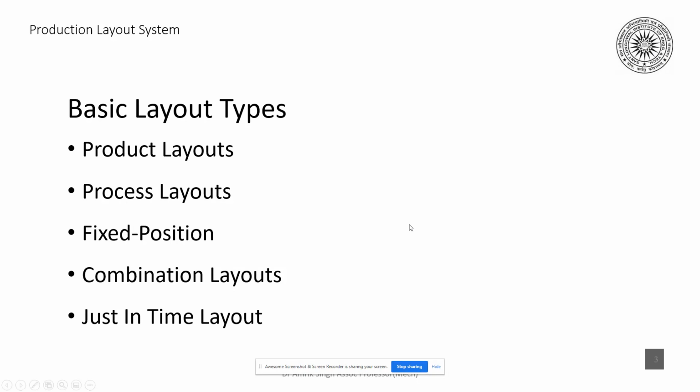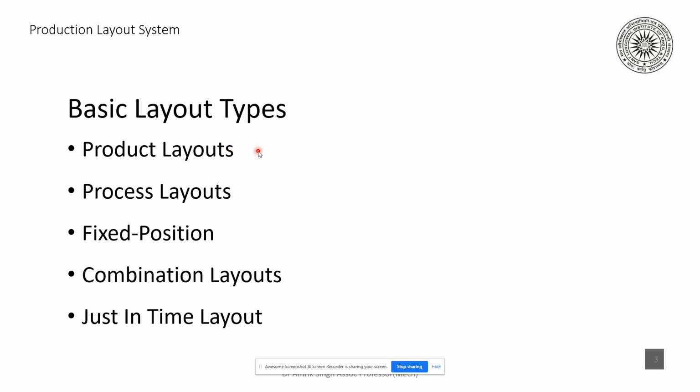So basically, there are these three types of layouts, and the fourth one is a combination of the first three. And this is a new layout system, which is according to the different manufacturing systems which we discussed in the previous class. So we will see here what these systems are one by one.